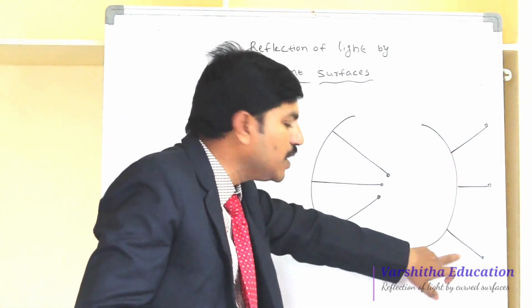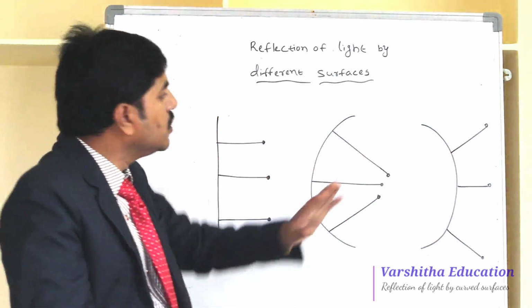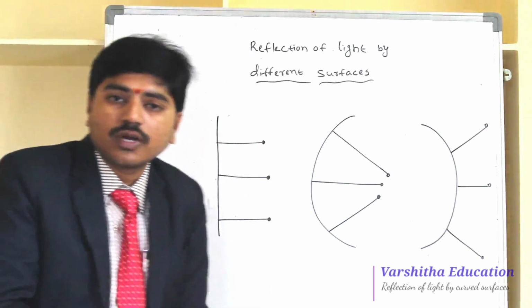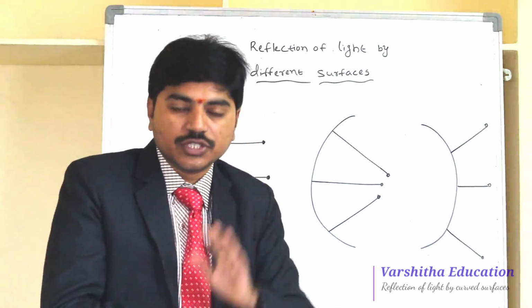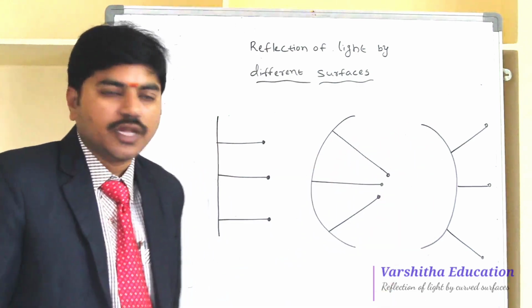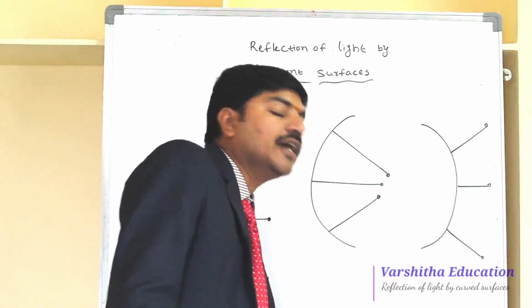Three types of pins are placed to appear in three different directions. It will show divergent, not convergent. Divergent means the rays will disperse in different directions. This is convergent and divergent.